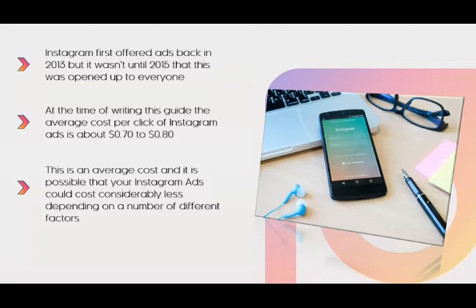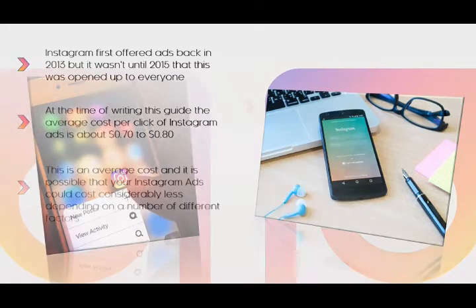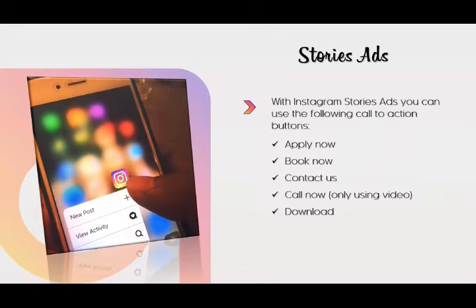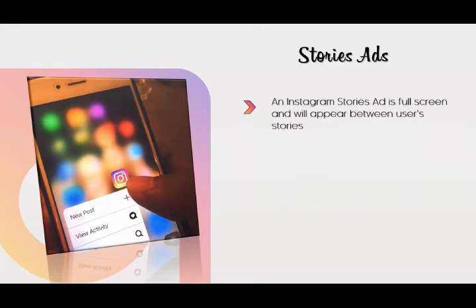There are also a number of different calls to action that you can use to generate more leads. You can see these as we explain each of the 5 formats. Stories ads. With Instagram Stories ads, you can use the following call to action buttons: Apply now, Book now, Contact us, Call now (only using video), Download. An Instagram Stories ad is full screen and will appear between user stories.